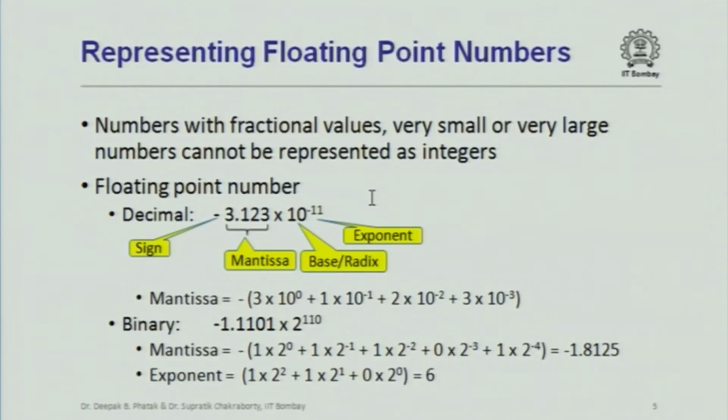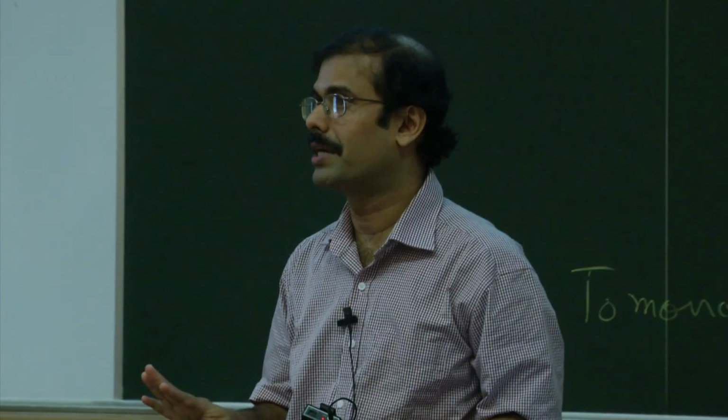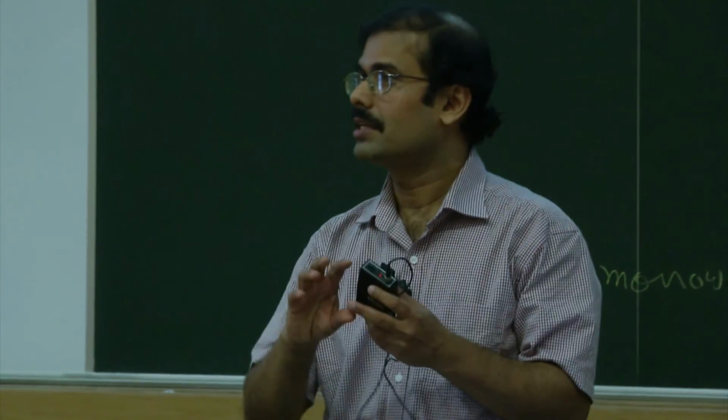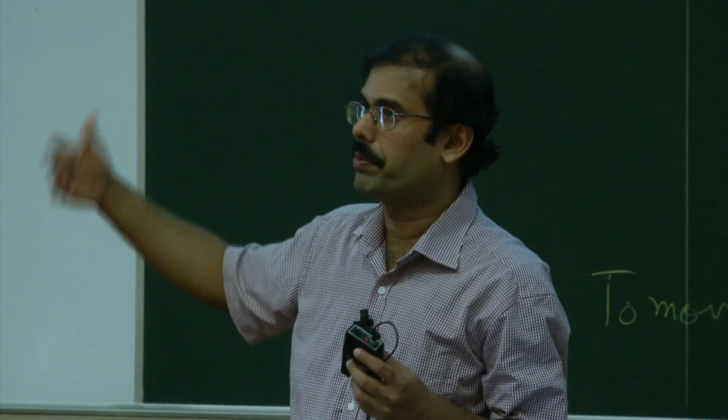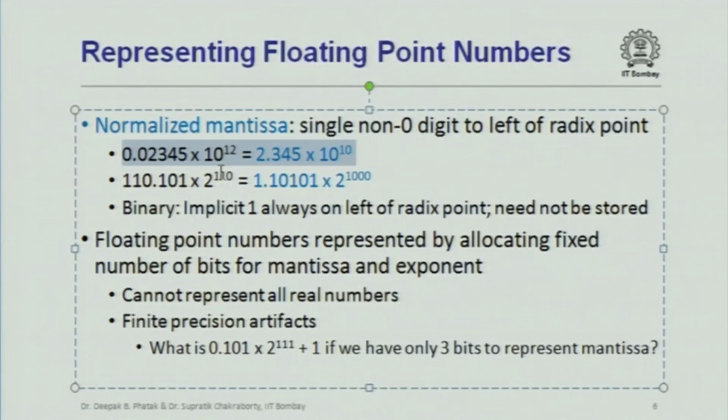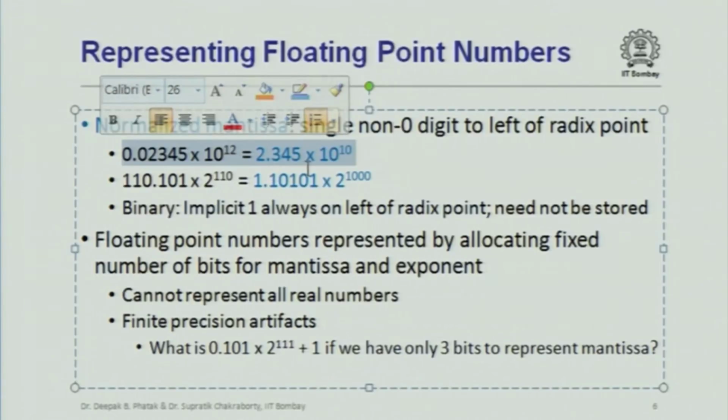So there is an issue of normalized mantissa and non-normalized mantissa. But the mantissa is the part which is basically a number with which you multiply a power of the base. So for example, look at this. It's the same number represented in two different ways. For this number, this is the mantissa: 0.02345 is the mantissa. If I write it like this, 2.345 is the mantissa. So depending on how I write the number, the mantissa is either this or that.